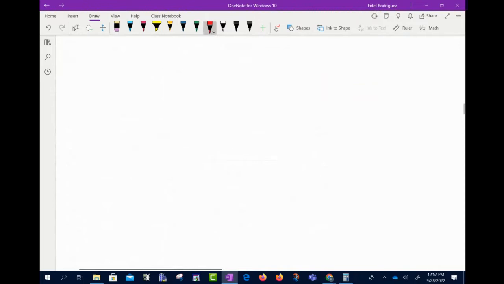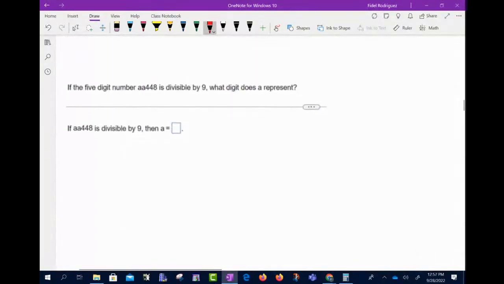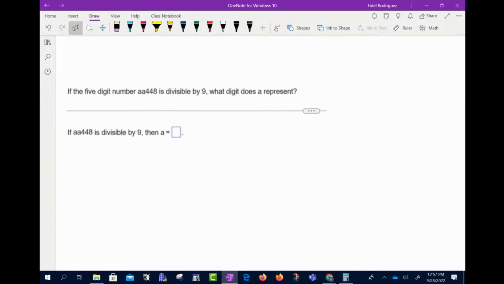Okay, and I think I got just one more problem here, y'all. It says if the 5-digit number AA448 is divisible by 9, what does the number A represent? One thing I want to mention: the way we know we can divide a number by 9 is if we add up each of the individual digits. So I'm going to write A plus A plus 4 plus 4 plus 8, and I want to see what I'm going to end up with.